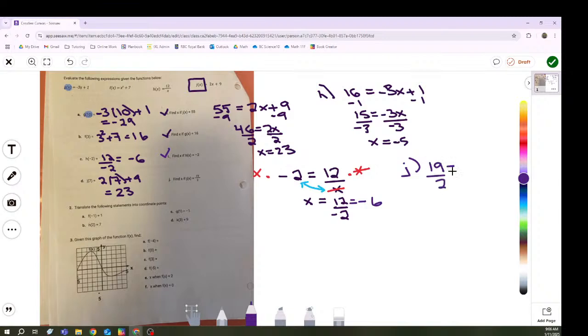Okay, and the last one, we have j of x is 19 over 2. What was the equation for j of x? 2x plus 9? 2x plus 9. Okay, how do we solve this one?